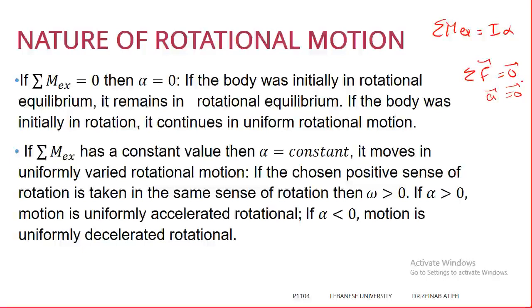Now, if the sum of moments has a constant value and alpha is constant, so we have two cases. Anyway, the motion will be uniformly varied rotational motion. Just like here we used to say that if the sum of F equals MA, and the sum of F is constant, then A is constant, so I used to say that we get UARM and UDRM. It depends on the case, if A plus or A minus. Okay, here it is the same. We will solve in a similar way.